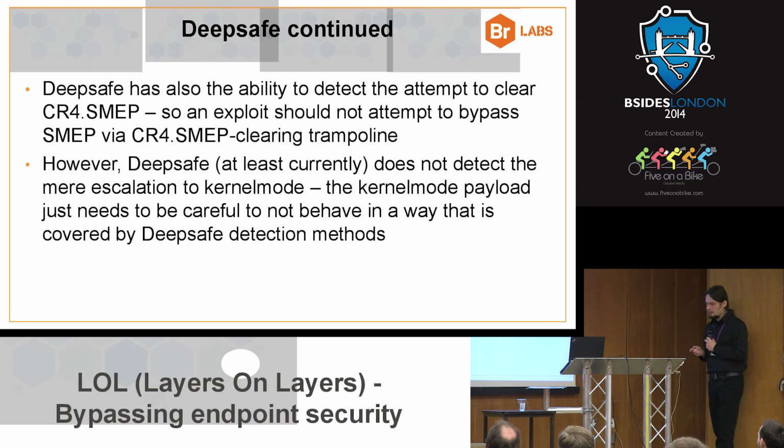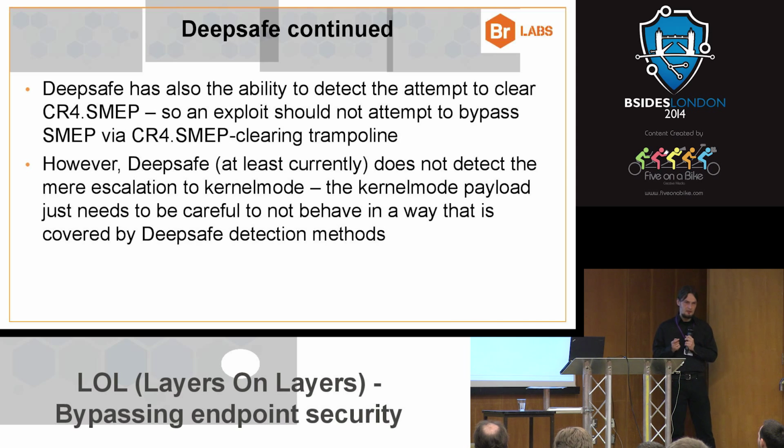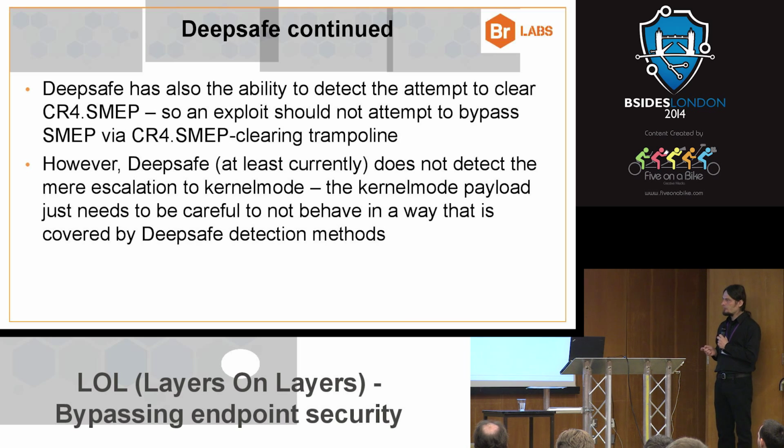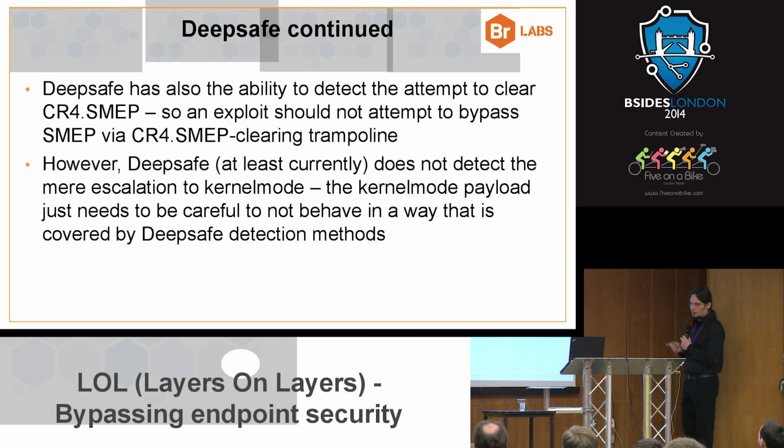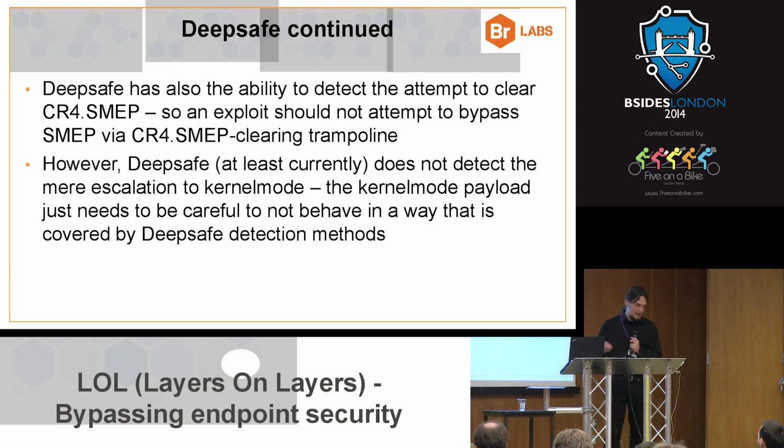One more thing, just to reiterate that DeepSafe is very good at detecting anomalous changes to the state of the CPU. I said previously that the commonly suggested method of bypassing SMEP is just to clear this particular bit in the CR4 register. And again, DeepSafe is in a position to reliably detect this behavior. I'm not sure if it does it. I know at least another virtualization-based security solution that does exactly that, detects clearing of the SMEP bit. Okay, so what's the problem?